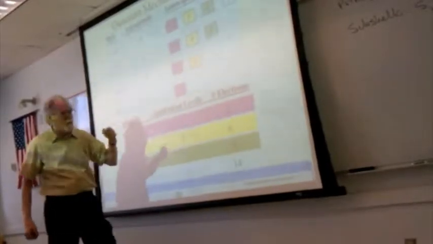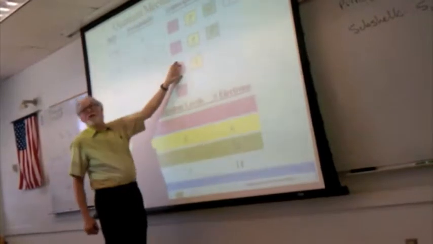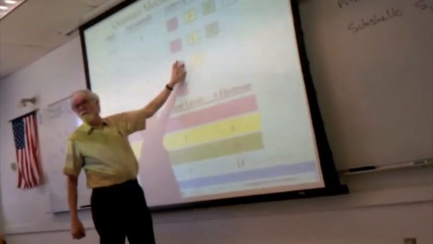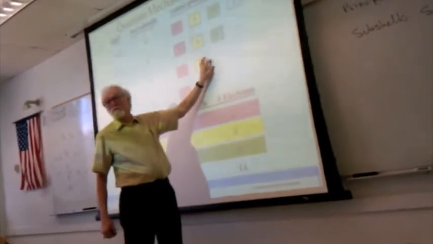Hydrogen, helium. Next row down, N equals 2. You've got 2 rows at the top, the alkali metals and the alkali earths. Then you go to the right-hand side, there's 6 of them.